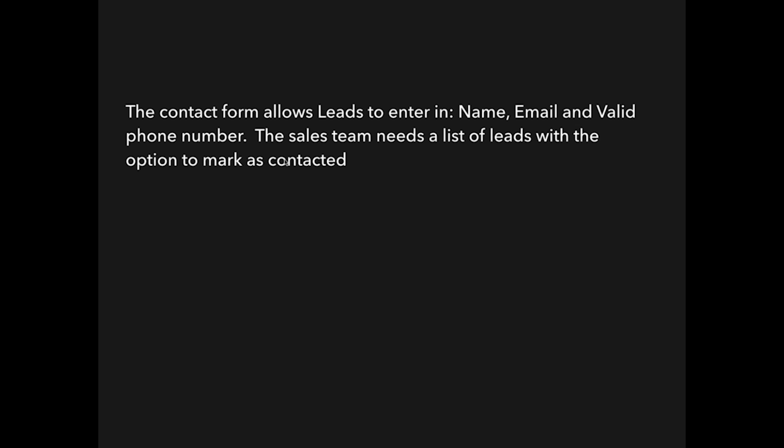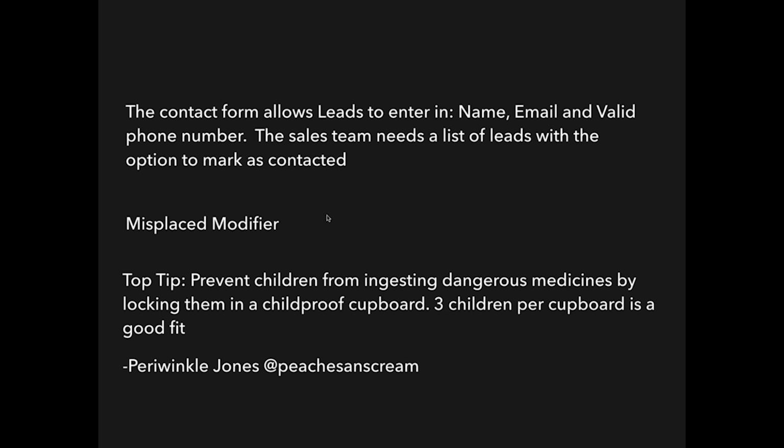But there's still something wrong with this, and this has a misplaced modifier. So in this example, name, email, and valid phone number. Well, is only phone number supposed to be valid? Does the email have to be valid? I'm doing little air quotes here. And also, when we come down to it, we really need to quantify everything as simple as possible, make everything clear and concise so that we do not have ambiguity when it comes to our requirements.